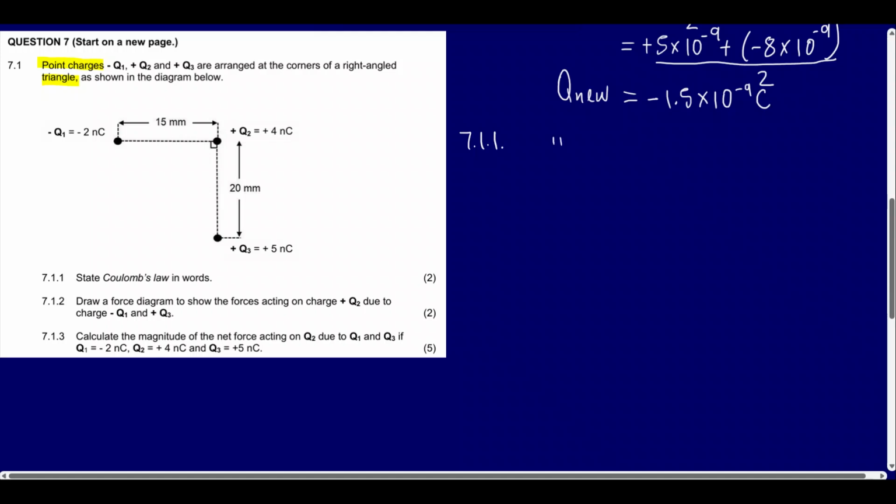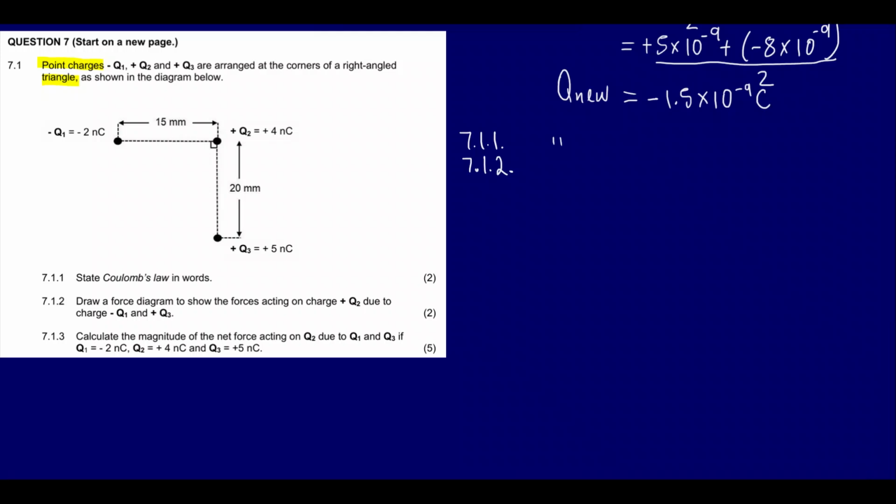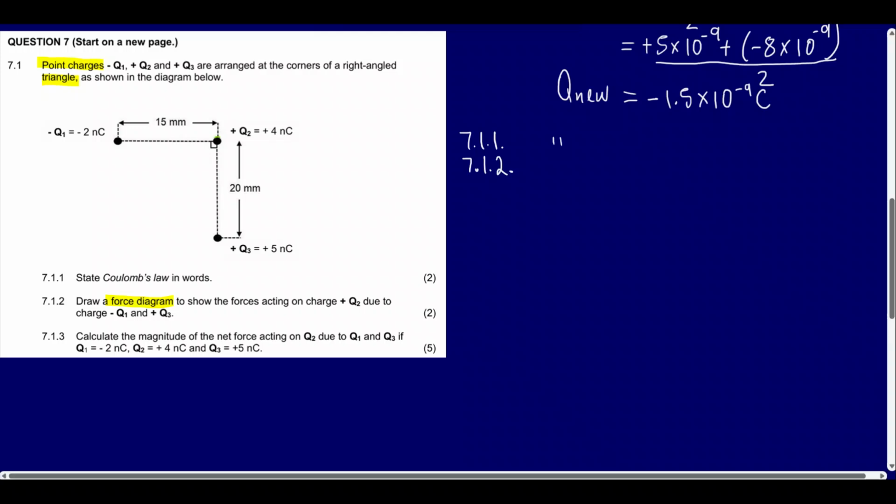So state Coulomb's law. I'm not going to state that. You will either take the one that was provided by your teacher, or you can take the one that we just talked about earlier in the video. So 7.1.2, draw a force diagram to show the forces acting on the positive charge Q2 due to the other charges. So we have to draw that force diagram, which is what I was talking about there. The force diagram, or the vector diagram, we can draw it.